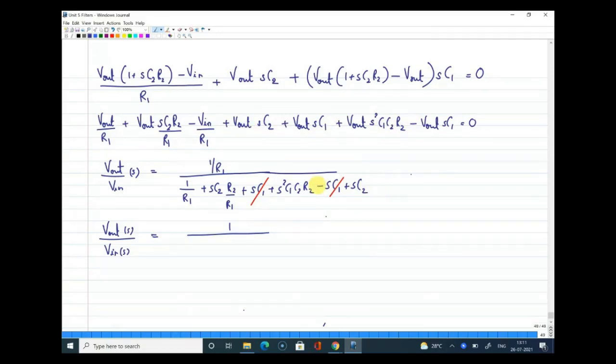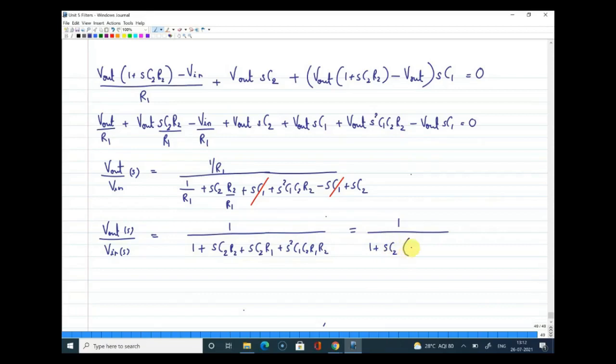Now, if I bring R1 also to the denominator, I think this will cancel. So I have 1 plus SC2 R2 plus SC2 R1 plus S square C1 C2 R1 R2. This is what we have as V out by V in. Or this can be further written in this form, 1 divided by 1 plus, if I take S into C2 common from the first, second and third terms, you will get the R1 plus R2 term here plus S square C1 C2 R1 R2.